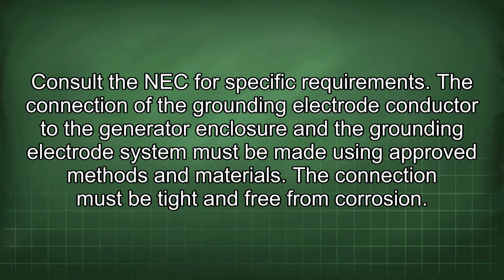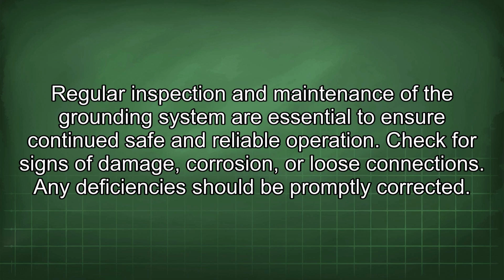The connection of the grounding electrode conductor to the generator enclosure and the grounding electrode system must be made using approved methods and materials. The connection must be tight and free from corrosion. Regular inspection and maintenance of the grounding system are essential to ensure continued safe and reliable operation. Check for signs of damage, corrosion, or loose connections. Any deficiencies should be promptly corrected.